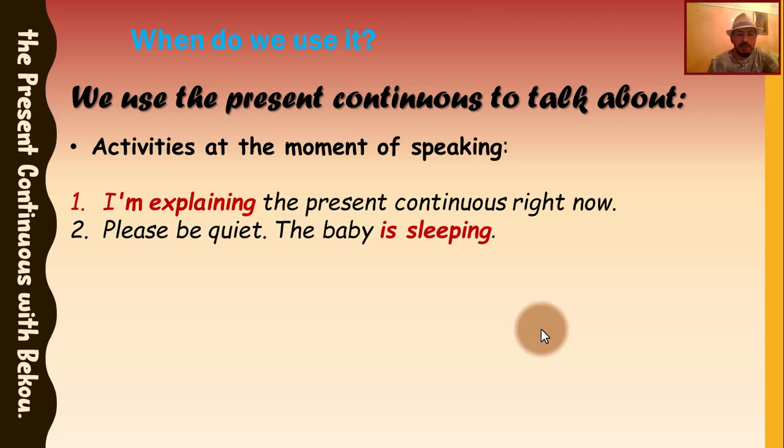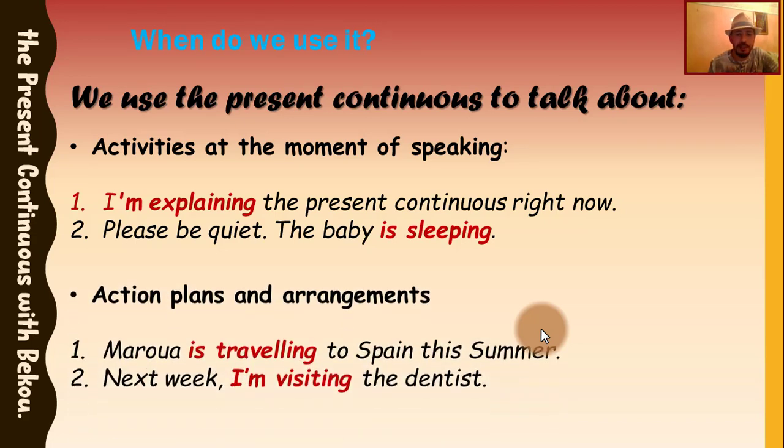We also use the present continuous for an action plan. Here we use time markers that indicate the future. But it's not just any future, it's an action plan. Something that you plan, it's fixed, and an arrangement. Okay, you have a date. It means there is nothing you can do but what you have planned.